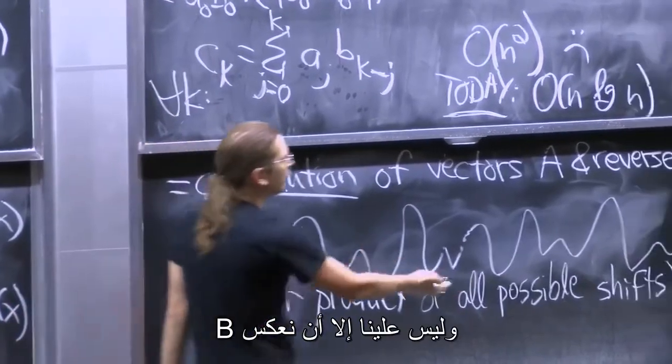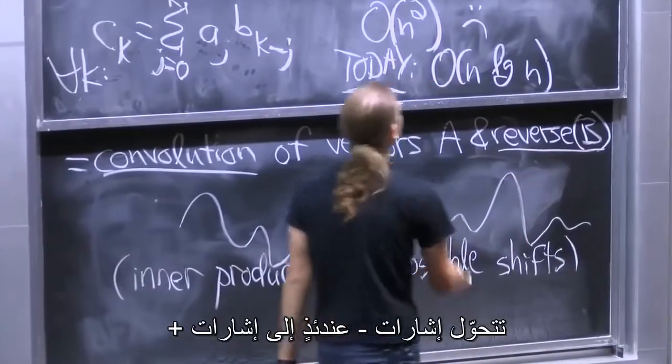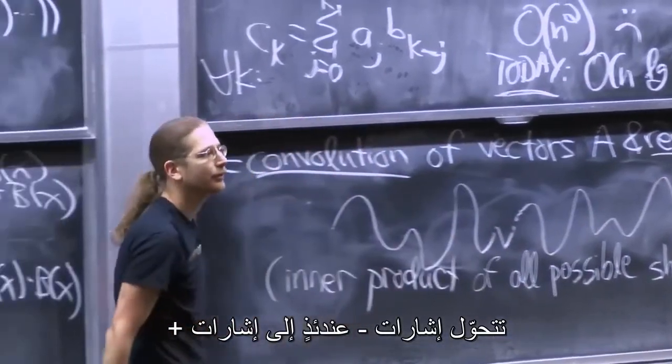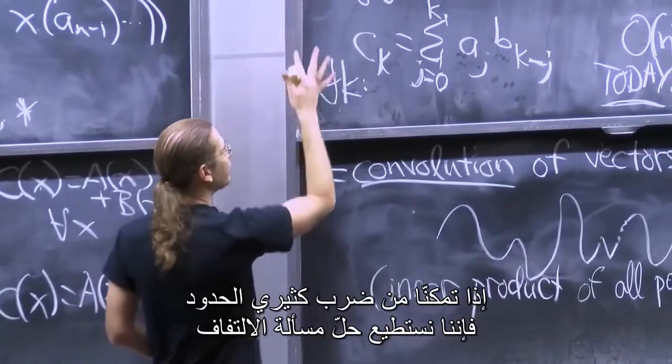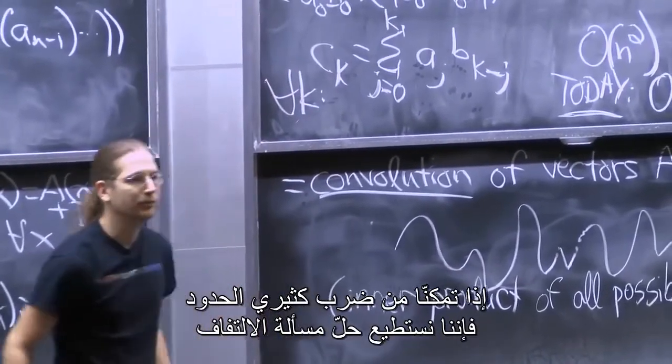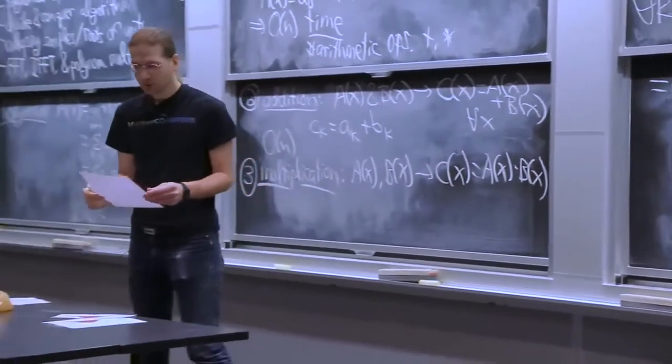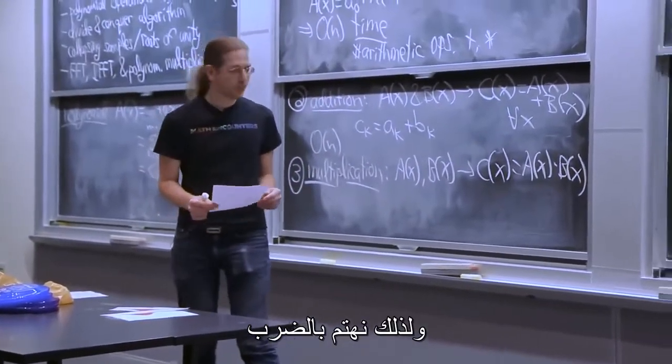The only issue is we have to reverse b. Then the minus signs turn into plus signs. Okay, and there's some boundary conditions, but it's basically the same. If we can solve polynomial multiplication, we can solve convolution. Cool? So that's why we care about multiplication.